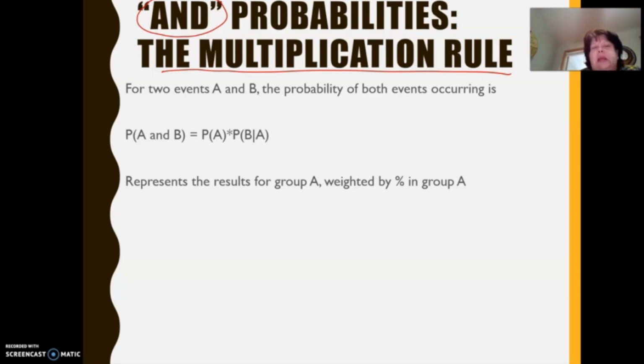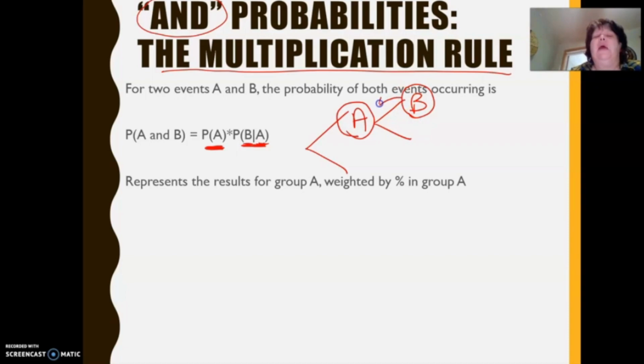So for two events A and B, the probability of both events occurring is the AND probability. And what that says is you can take P of A times P of B given A. So you're splitting it up into two stages. First, you're going to look at the A's, and then out of the A's, you're going to look at the B's. So it's kind of like a tree. Here's A, and here's B. You look at all the A's, and then you look at all the B's that came from A. And that's what this probability is here at the second stage.